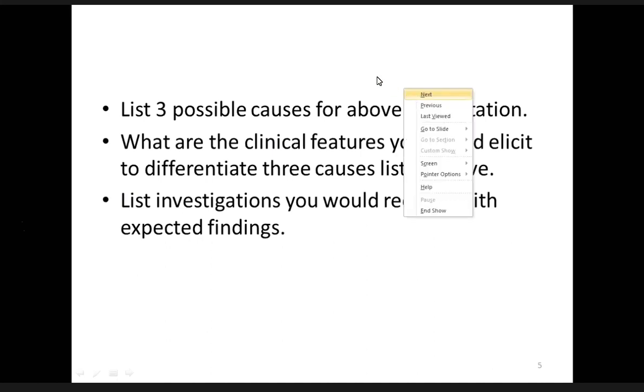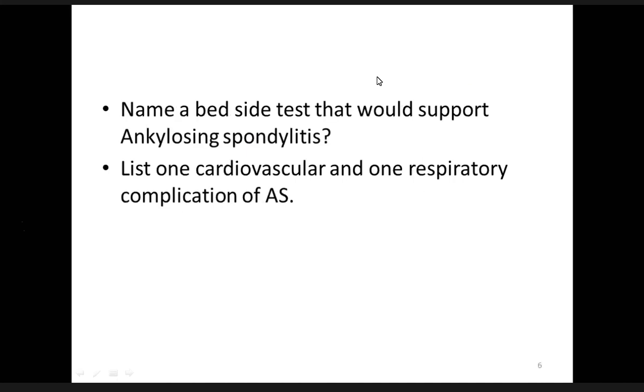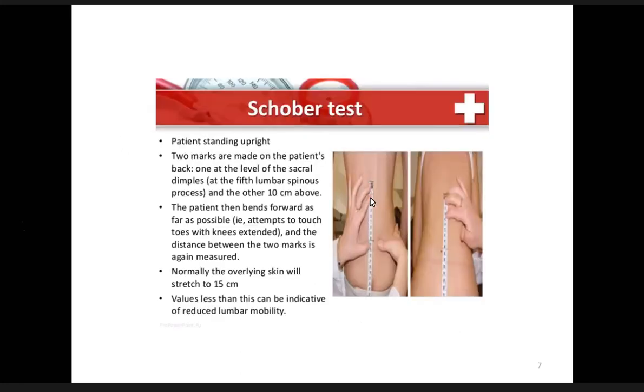Right. Now, can you name a bedside test that would support ankylosing spondylitis? Positive Schober's test and wall to occiput distance. Right. So number one, you can go for Schober's test. So what is this test? What do you do in that test? So how am I going to do it? Mark the midpoint of the dimples of Venus, and then mark 10 cm in the upward direction and ask the patient to touch the floor without flexing the knee as much as possible.